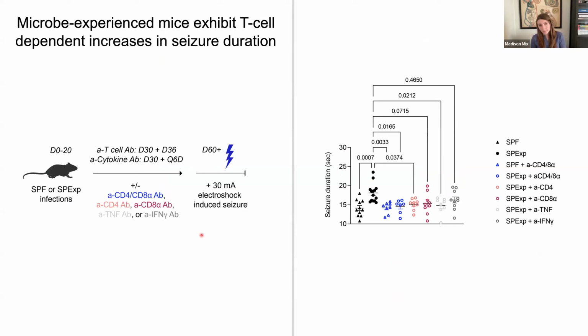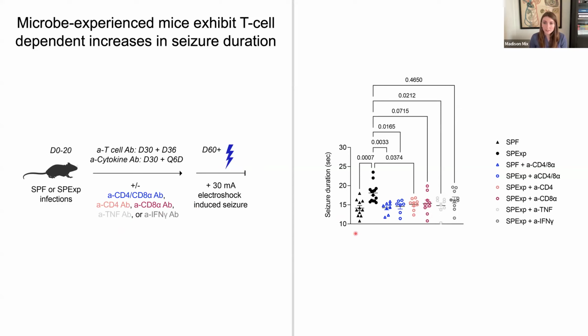And so to do this, we needed an inducible system to deplete T cells. We couldn't start with knockout mice because they were probably not going to handle this infection regimen very well. And so what we did is we utilized antibody depletion or blocking methods to either deplete CD4s and/or CD8s, or to block these canonical type 1 cytokine pathways. And then we induced a seizure at a memory time point.